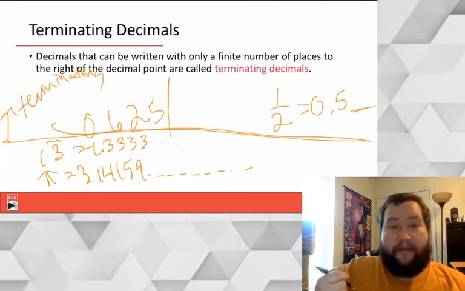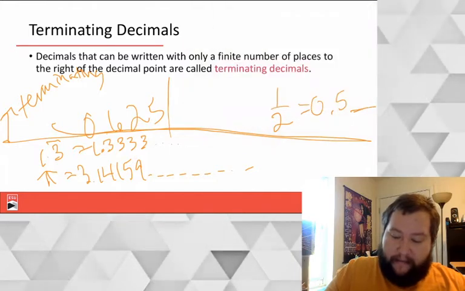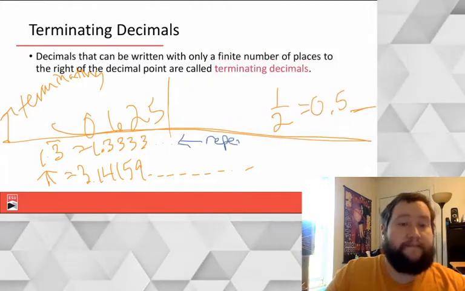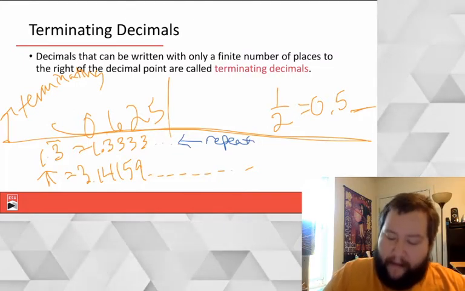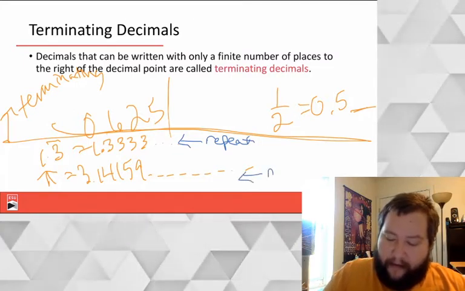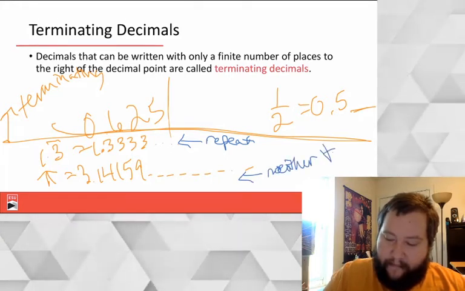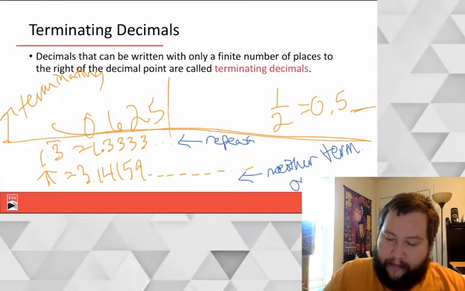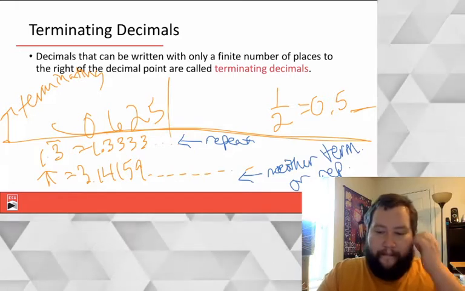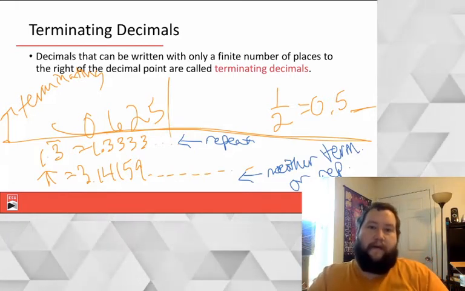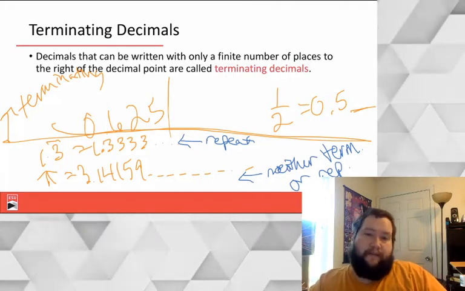And now below the line I have two types. One doesn't terminate, but it does repeat. So it's non-terminating but repeating. And then our last one doesn't do either. Neither terminates or repeats. And so we have three types of decimals.